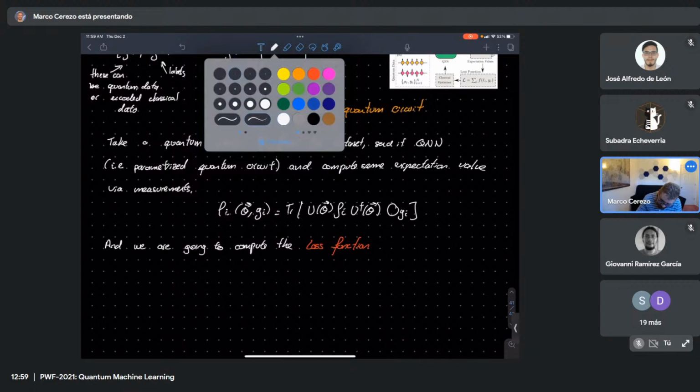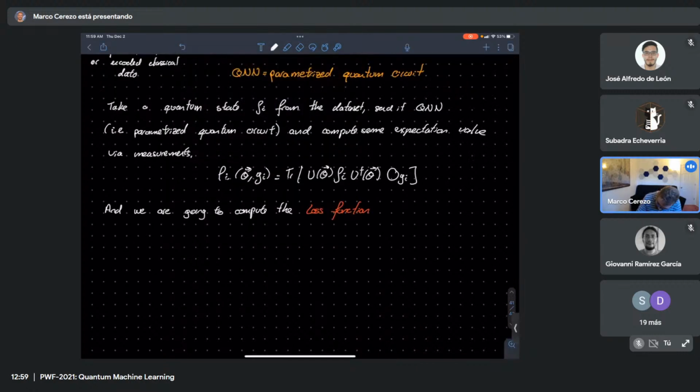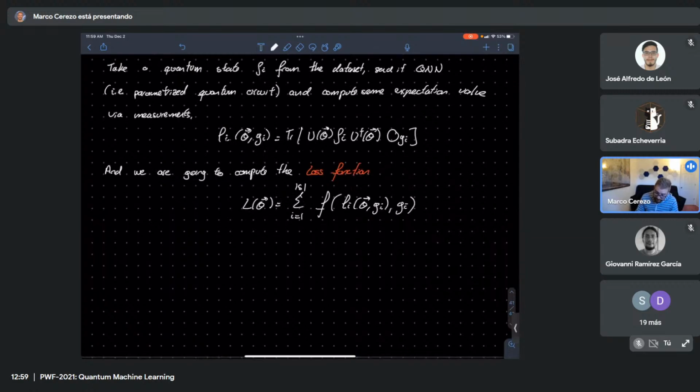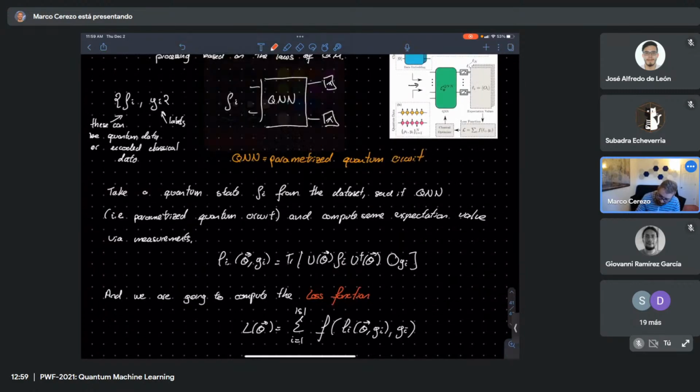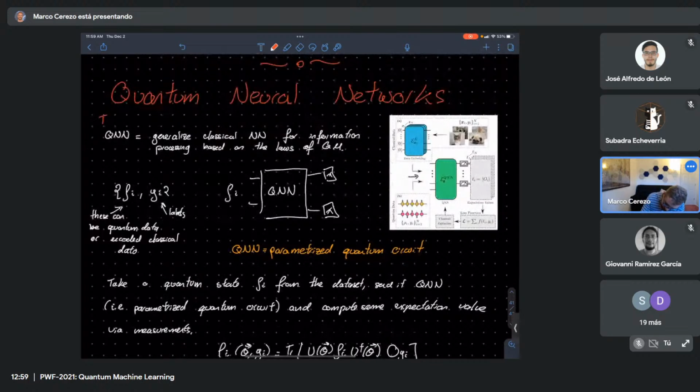And the loss function, now I'm going to denote it as L of theta. I'm no longer going to be using C. It's going to be a summation over i, going from 1 to the size of the data set, of a given function f of those quantities L_i of theta, and this can also be a function of the true labels y_i, right? So this right here that we've presented is the framework for using quantum neural networks for quantum machine learning tasks.